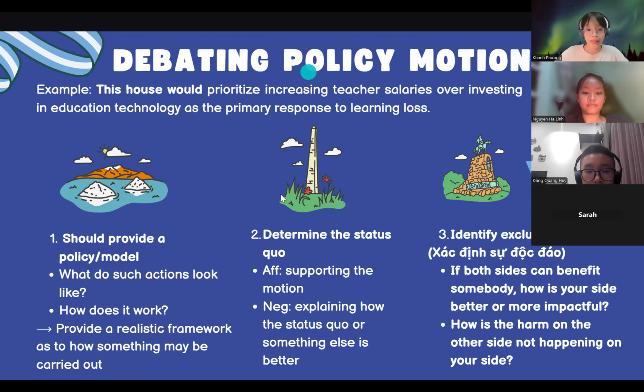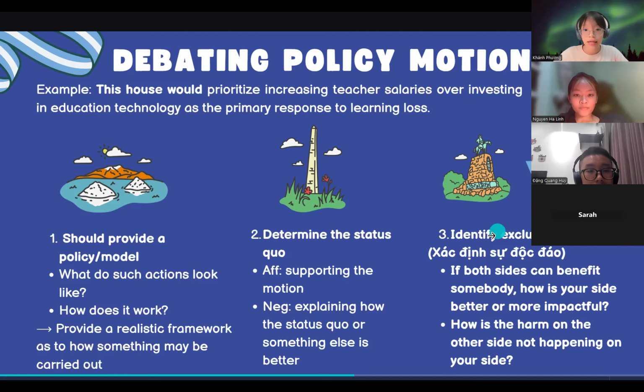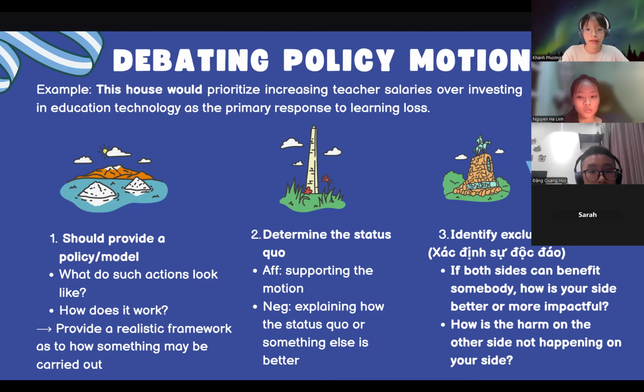On the negative, maybe I will say, okay, when we invest in education technology, it can be many things. It can be providing Wi-Fi access for mountainous regions, or it can be providing computers for teachers, or AI if you want that as well. So yeah, that is the policy.